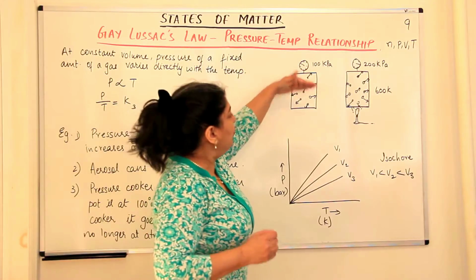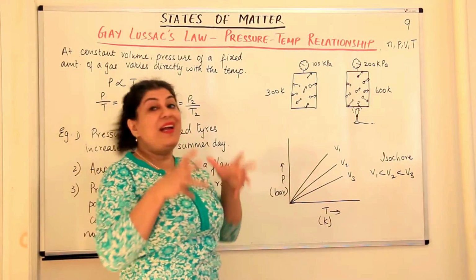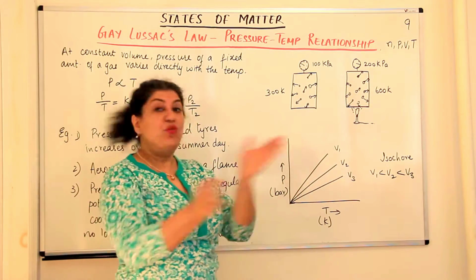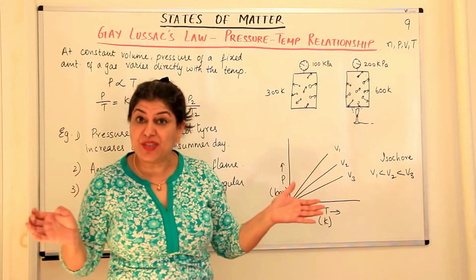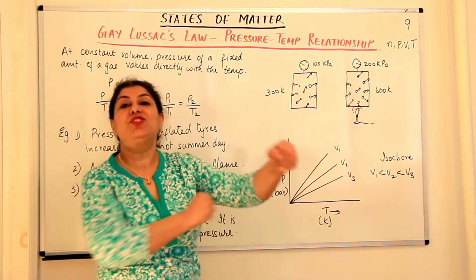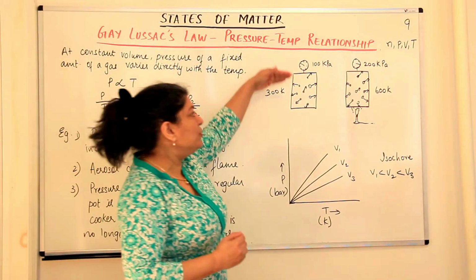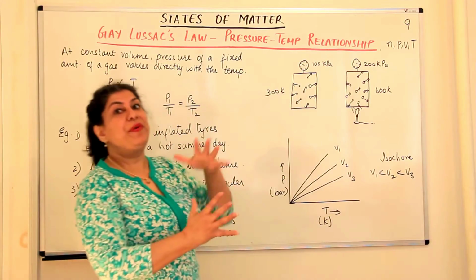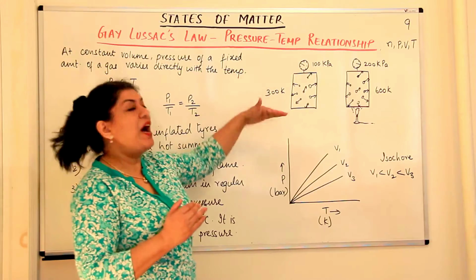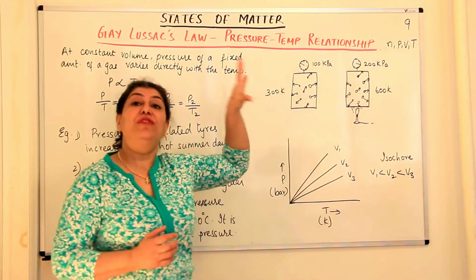So when you reduce the volume to half, now the same number of molecules are occupying half the volume, but they are moving at the same speed because the temperature is constant. Since they are moving at the same speed, the number of times they hit the walls becomes double. So if you reduce the volume to half, the pressure doubles up. That is what I explained in the case of Boyle's law.